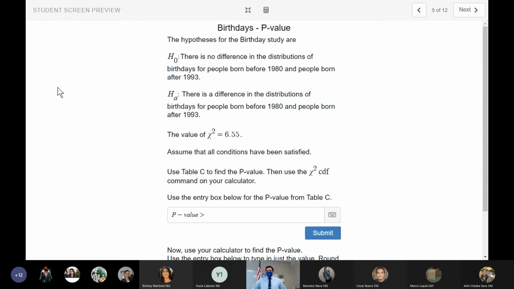That's what we just found. We're going to assume that all conditions have been satisfied. We're going to use table C to find the p-value. Then use the chi-squared CDF command on your calculator. You could also choose to use what we just did. Use the entry box below for the p-value from table C.